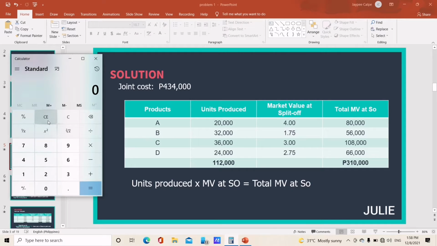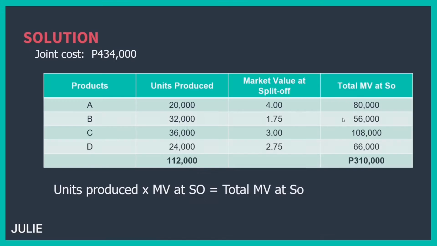So adding all total market value at split off, which is 80,000 plus 56,000 plus 108,000 plus 66,000, we have 310,000 as the overall total of the total market value at split off.